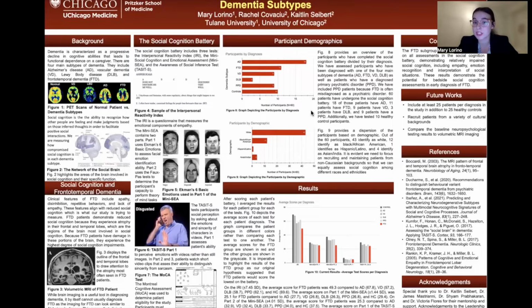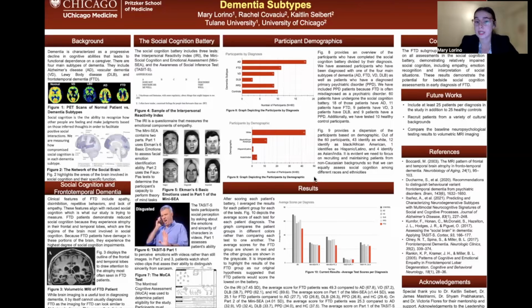A total of 60 patients have undergone the social cognition battery. 18 of those patients have Alzheimer's, 11 patients have FTD, 9 have vascular dementia, 3 have Lewy body disease, 9 have a primary psychiatric disorder, and we've also been able to test 10 healthy controls. Next, figure 9 divides the patients by demographic. Out of the 60 patients, 43 identify as white, only 12 identify as Black or African American, 1 identified as Hispanic or Latino, and 4 identified as Asian or Indian.